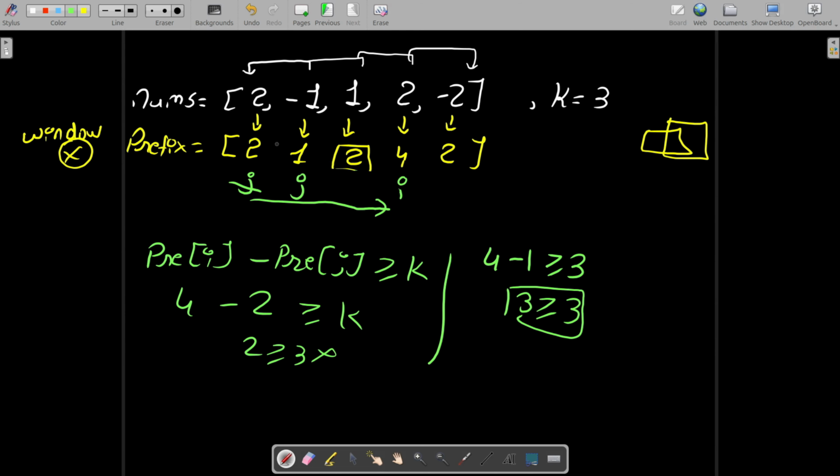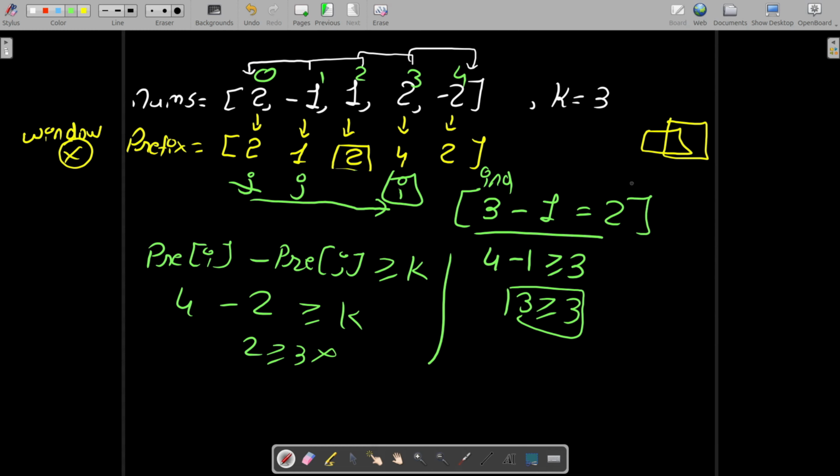And what are the indexes? It is 0, 1, 2, 3, 4. So we could say that at the third index, 3 minus 1 equals 2. So our window size is 2. But focus on this condition.